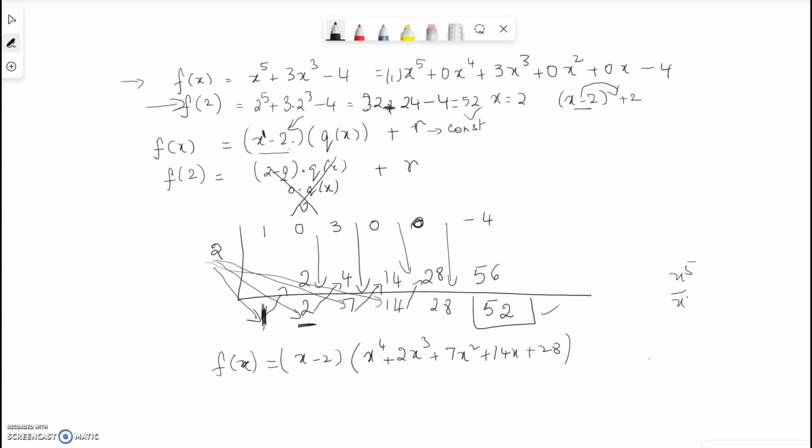So the remainder is 52. So when I plug in a 2, I get a 0. The 0 here times this becomes a 0, plus 52, which is 52.